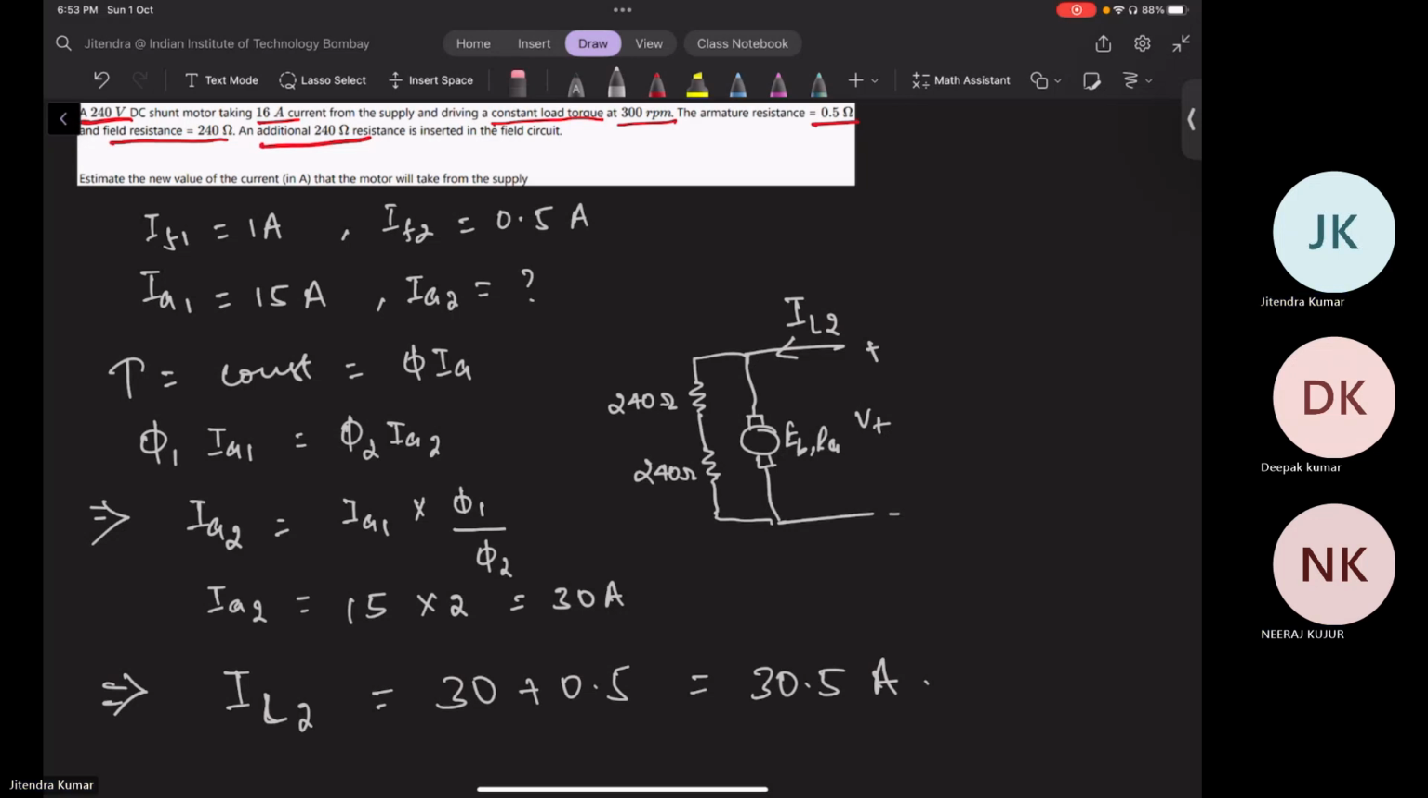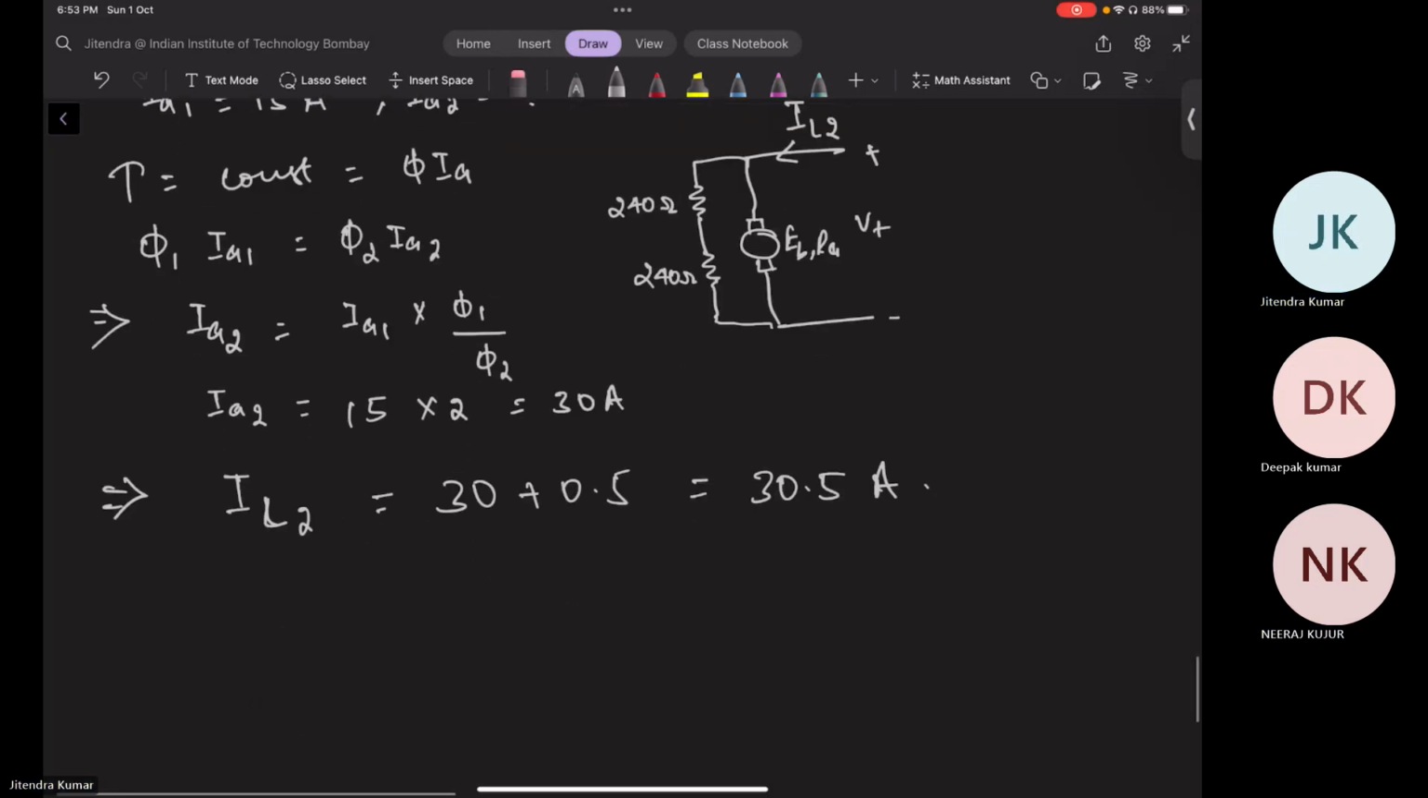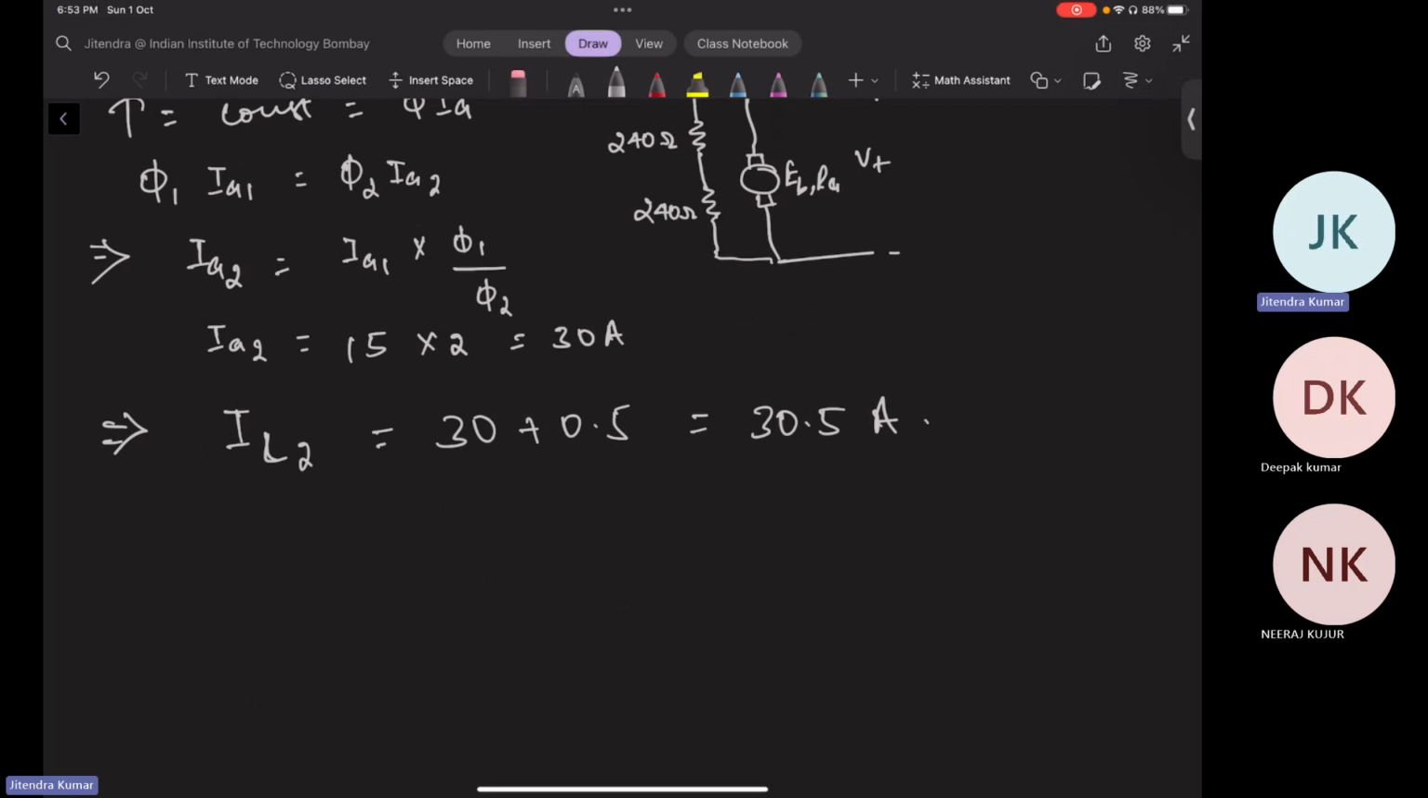Now, at what speed will it operate? That is the interesting part. N2. When you have inserted the resistance, now at what speed will it operate? So how should I proceed?